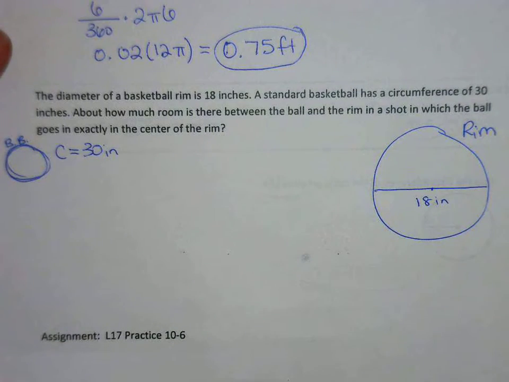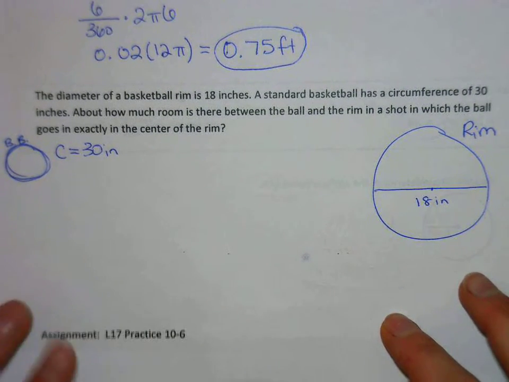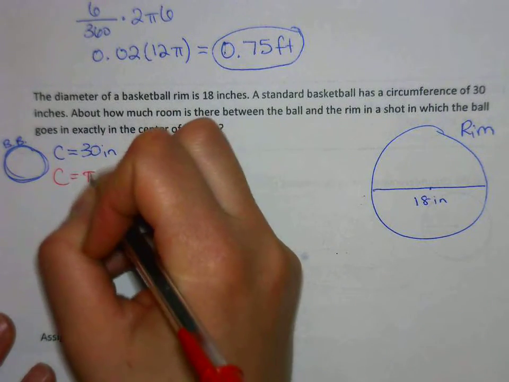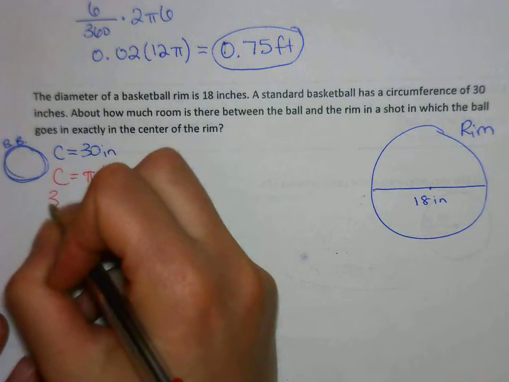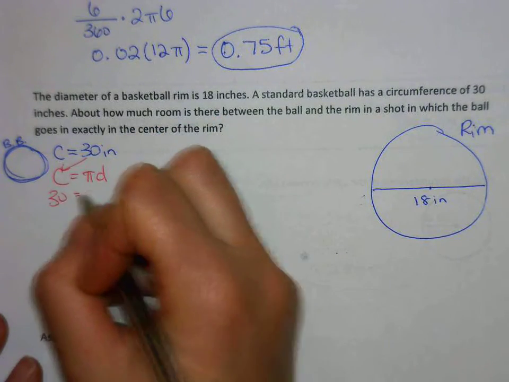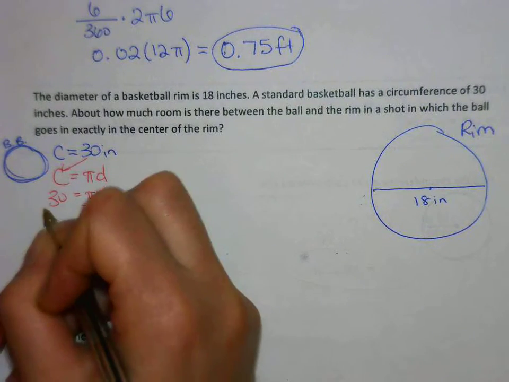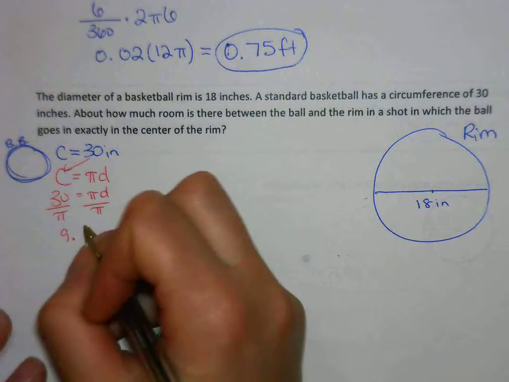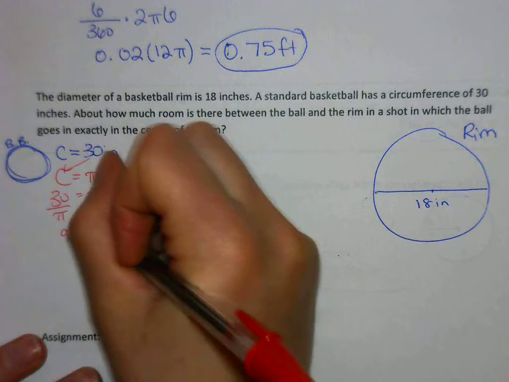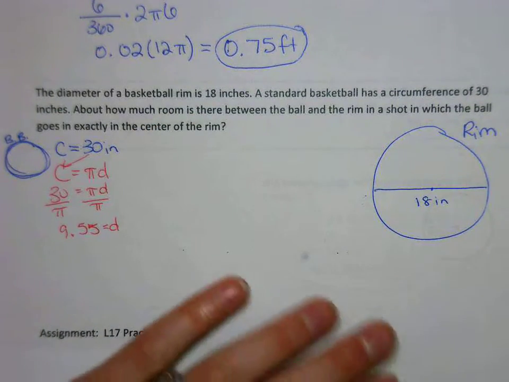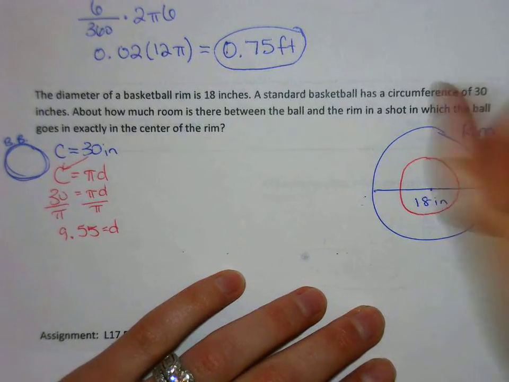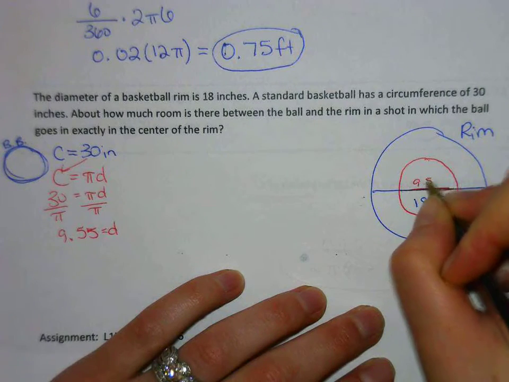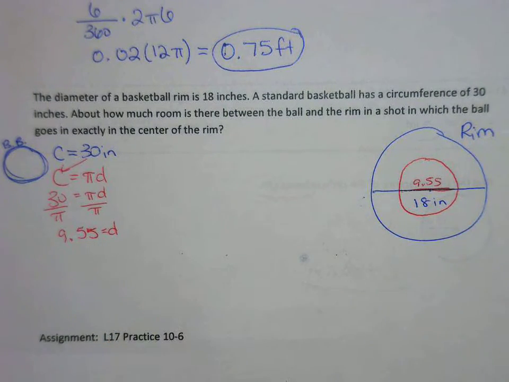We want to know how much extra space there is between the ball and the rim when it goes straight through the center. So if we're working with diameter in the rim, we want to use the diameter formula for our circumference. So we know that the circumference is 30, so we're going to plug that into our formula. And when we divide both sides by pi, 30 divided by pi is 9 and 55/100 for our diameter. So what that means is our basketball, when it goes through the center, the diameter of it is 9 and 55/100.